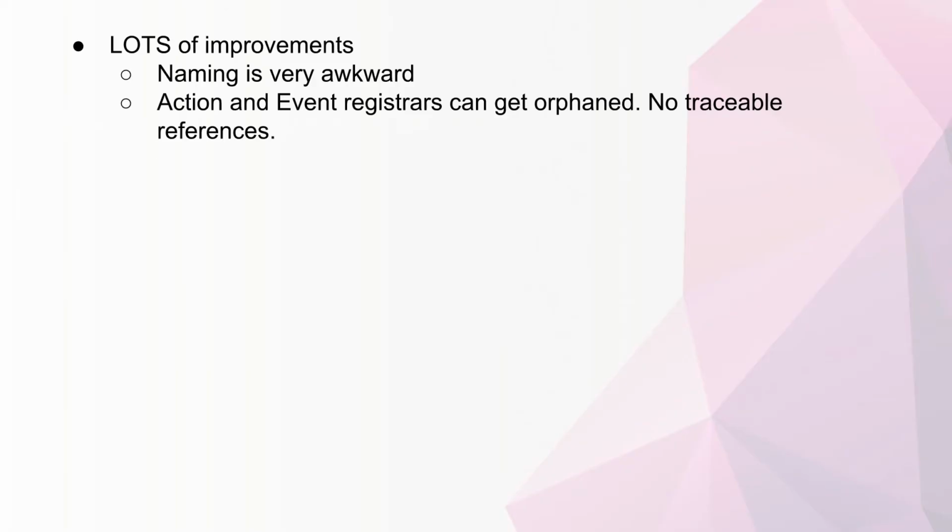Another thing is that actions and event registrars can get orphaned. There's no hard link between an action and an event. For instance, if you have an action that uses a tag and no other event in the game uses that tag, there's no way for us to find out easily. Things can get kind of lost in that way. We kind of have to keep really good track of if things are useful or if they're being triggered or not.